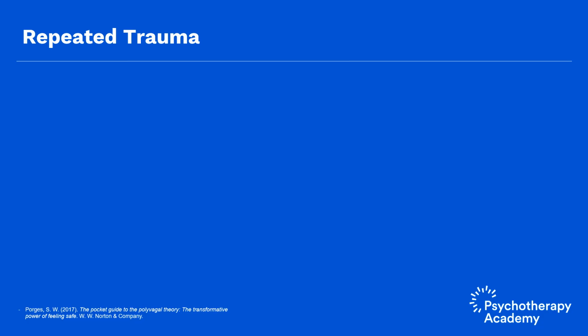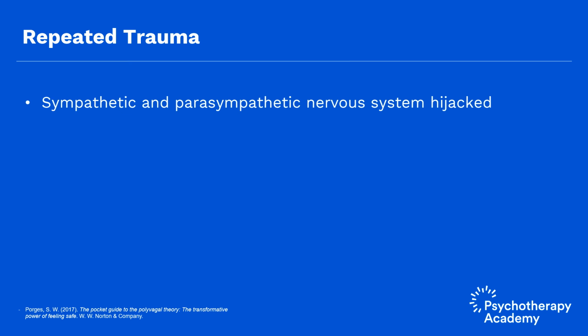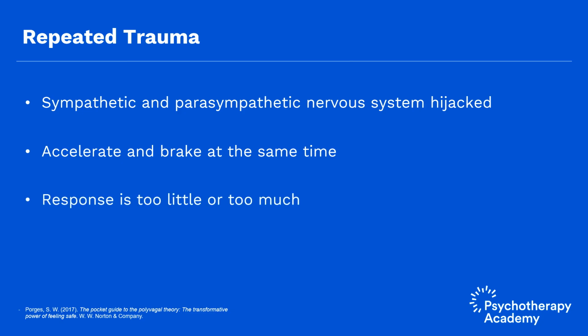This driving metaphor describes what happens when we experience repeated trauma. So basically what happens is both the sympathetic and parasympathetic nervous systems are hijacked. The individual is constantly applying both the accelerator and the brake, and many times both at the same time. This leads to many responses which are either too much or too little, because the person constantly is putting on the accelerator or putting on the brake. The sympathetic nervous system is activated, and so is the parasympathetic.